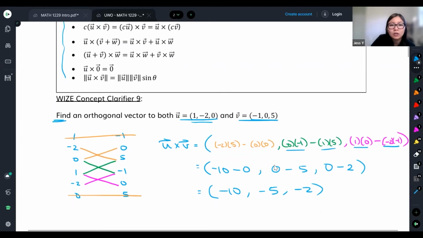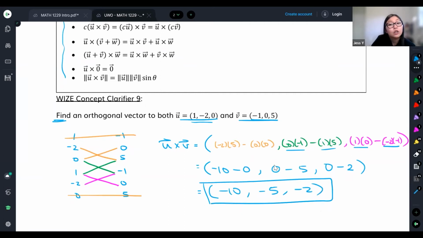So this vector is orthogonal to both u and v. You can check that. I'm going to leave it as an exercise. But if you find the dot product between u and this vector, and the dot product between v and this vector, you will get 0. Okay? So that's our cross product there.